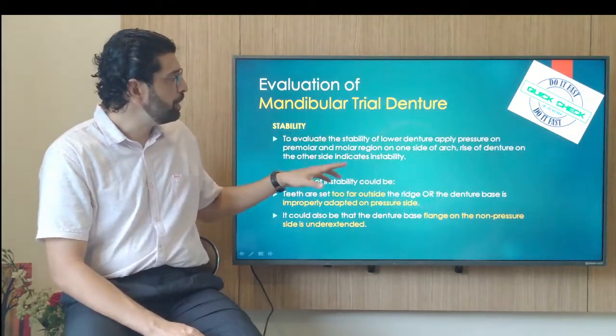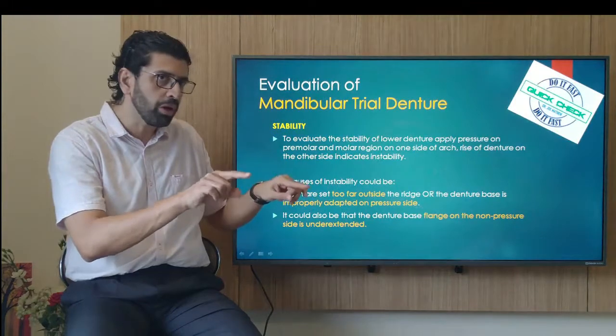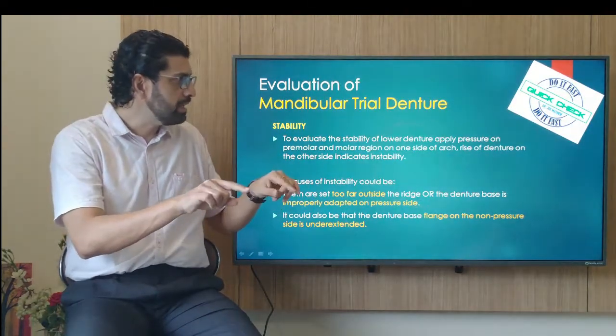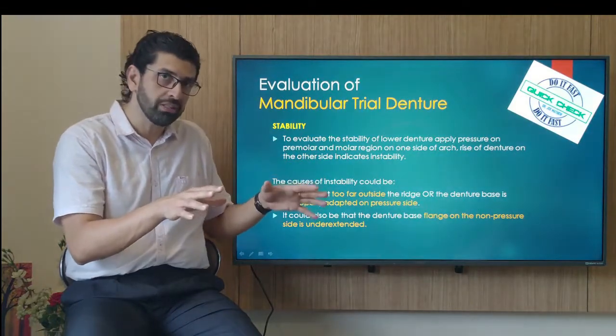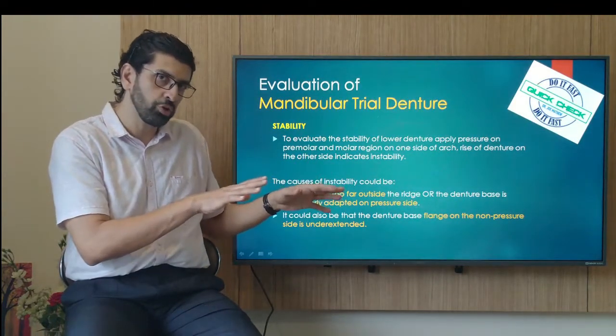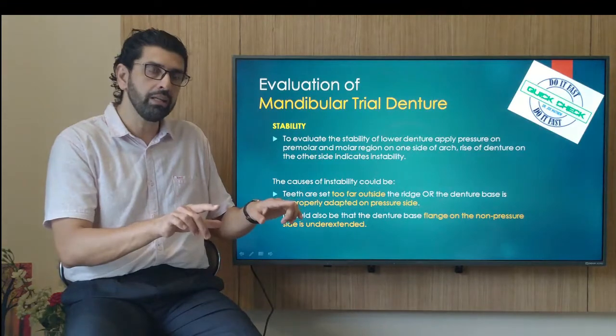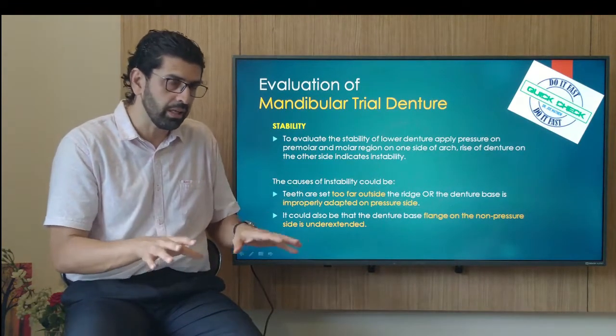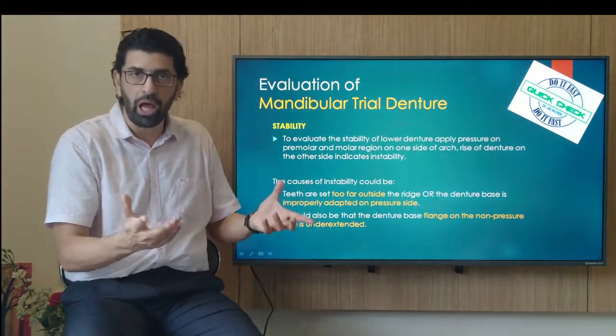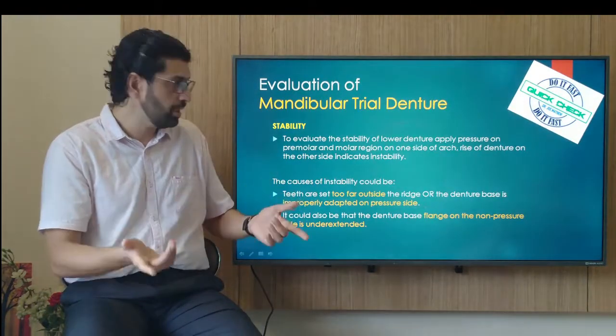To evaluate the stability, you're going to apply pressure on the premolar section on one side and see if the other side is rising up, okay? If it's rising up, it denotes instability. I presume that you would have checked this already in your jaw relation. You can check it again here, just in case there are some issues with the teeth, or some warpage that's happened with your denture base, but you can just check it, okay?